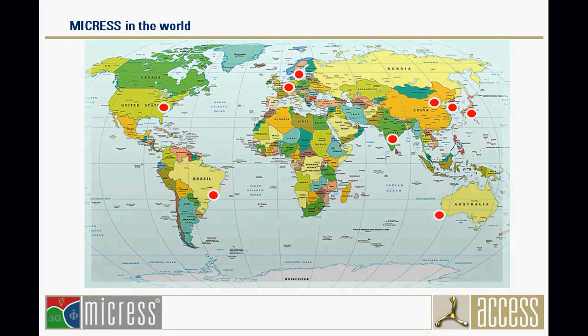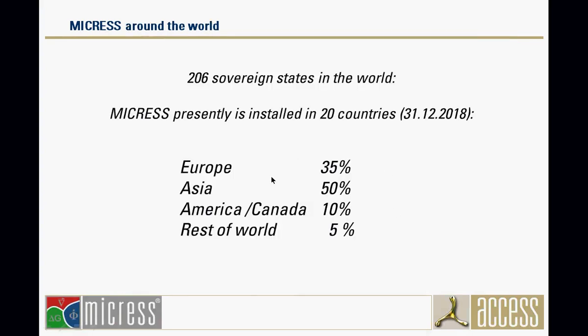So meanwhile, we've got a network around the world, which is necessary for that kind of specialist software. You will not be able to keep it alive just by sales in Germany or in Europe, so you must have a global market. And so we have that agent network all around the world. Meanwhile, we are installed in 20 countries, with the biggest share being in Asia, followed by Europe and the US. And the rest of the world is roughly 5%.